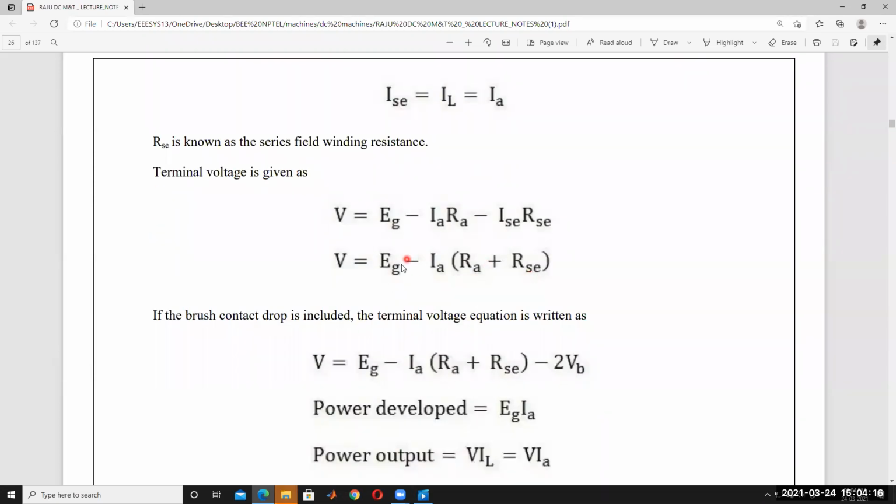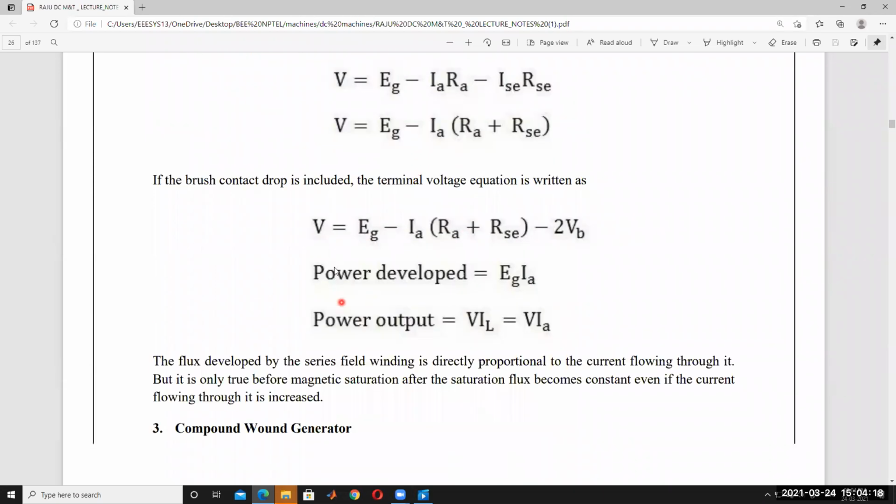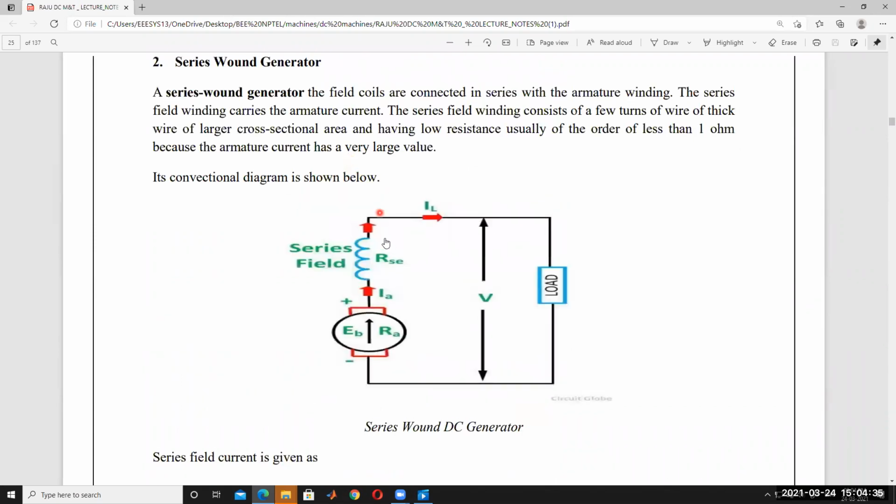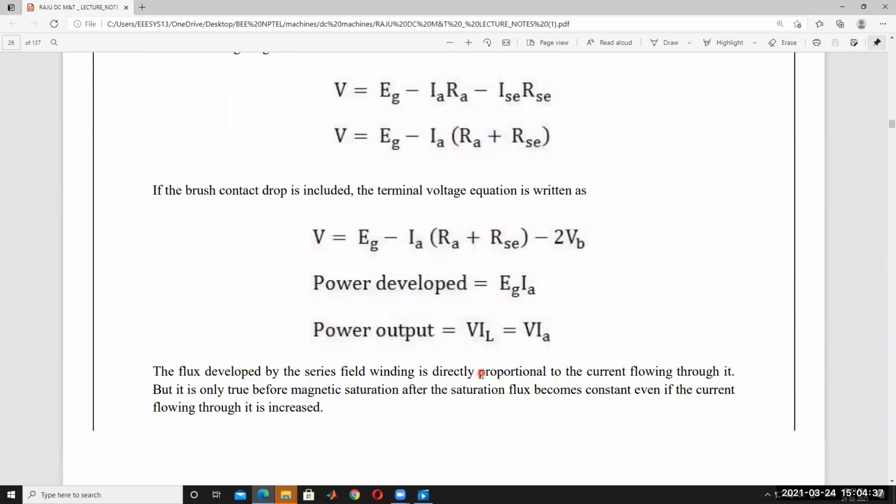Like this, we get the terminal voltage of the series generator. If we consider the brush contact drop, then minus 2 VB. Power developed is equal to EG into IA, the generated EMF into armature current, and power output is V into IL. Both are in series, IL is equal to IA, that's why V into IA.